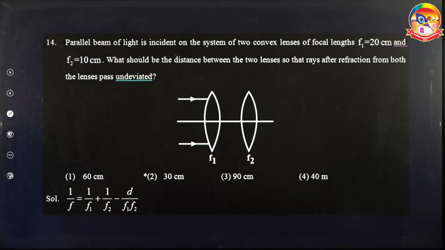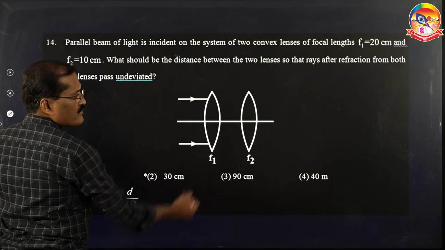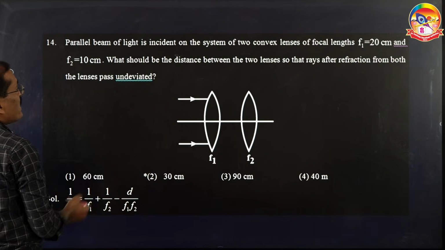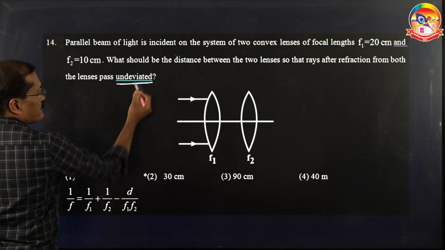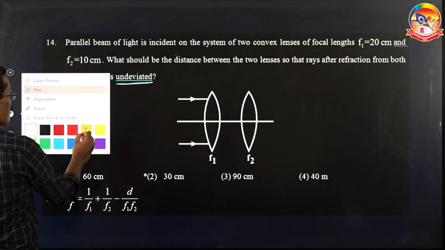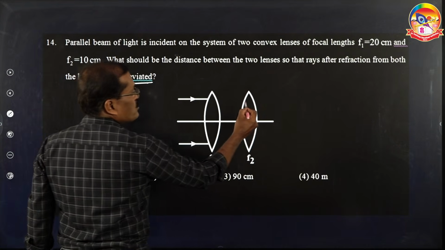Now, let us take the next one. A parallel beam of light is incident on a system of 2 convex lenses whose focal lengths are f1 and f2. What should be the distance between the 2 lenses so that the rays come out parallel, undeviated? The rays coming from here should not get deviated, they should come out like this.